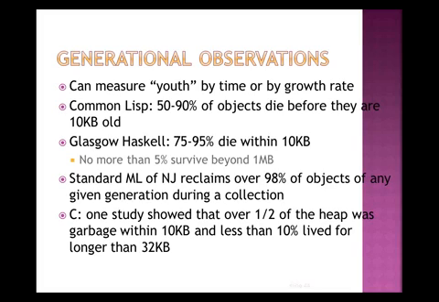Generational GC also measures youth by time or by growth rate. In some systems, 50 to 90% of objects die before they are 10 KB old. In Glasgow Haskell, 75 to 95% die within 10 KB. Standard ML of New Jersey reclaims over 98% of the objects of any given generation during a collection. These are the various observations used for generational GC.